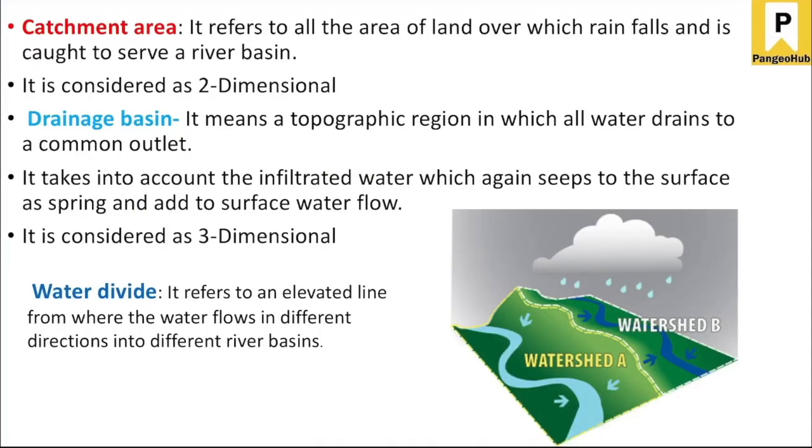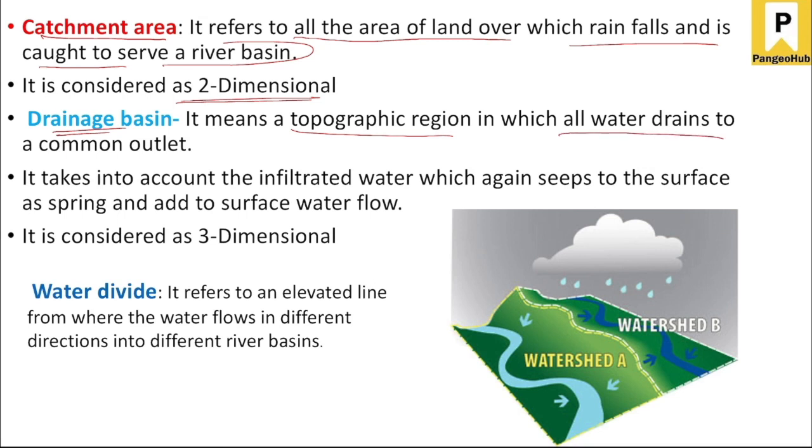So this catchment area refers to all the area of land on which rain falls and is caught to serve a river basin. It is a two-dimensional feature. Whereas a drainage basin is a topographic region in which all water drains into a common outlet. It also happens in case of catchment area. Here what happens is it takes into account the infiltrated water which again shifts to the surface as spring and adds to surface water flow. It is considered three-dimensional. So this is the basic difference.